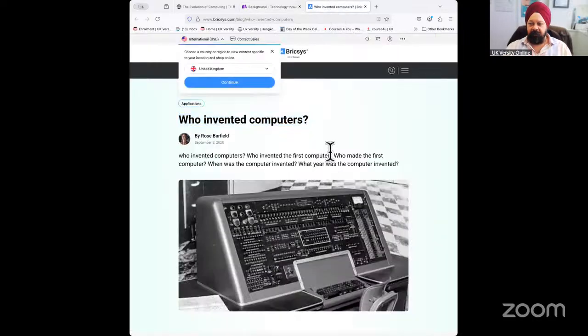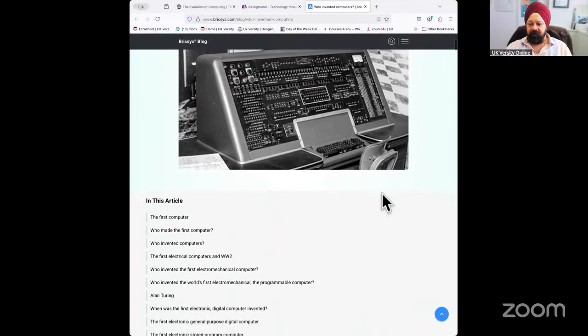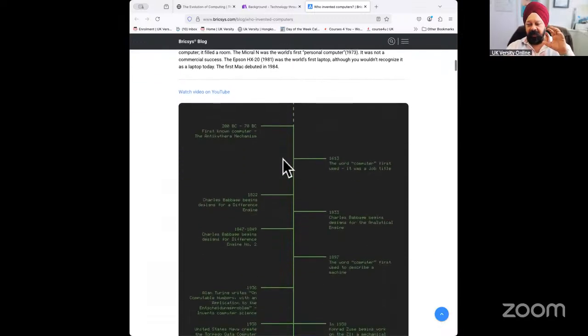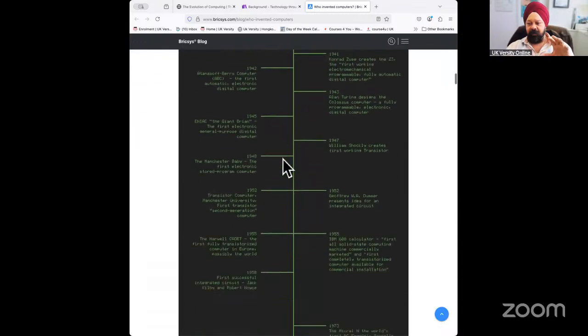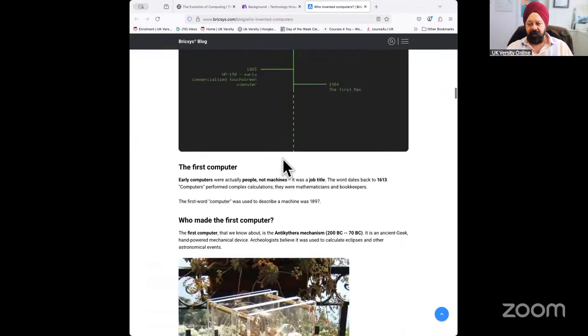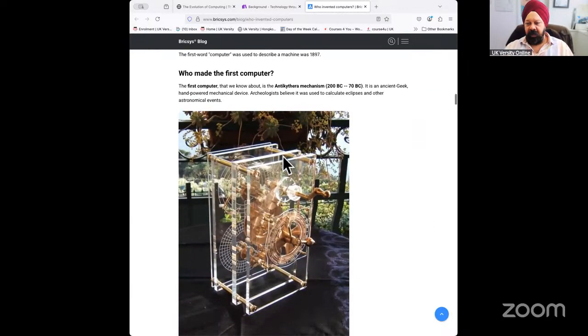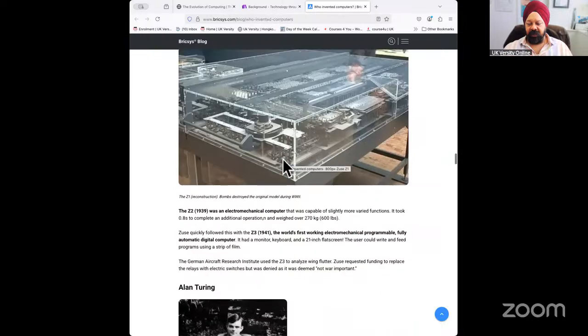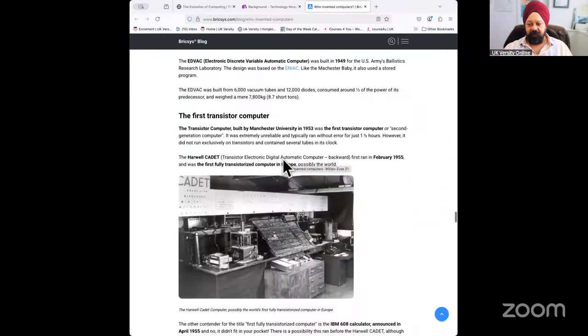And last but not least, Who Invented Computers is another very good article because, in a very brief and detailed format, it provides you the whole history of how the timeline of computing came about, and where we are today with regards to the inventions and how modern computing is shaping up.